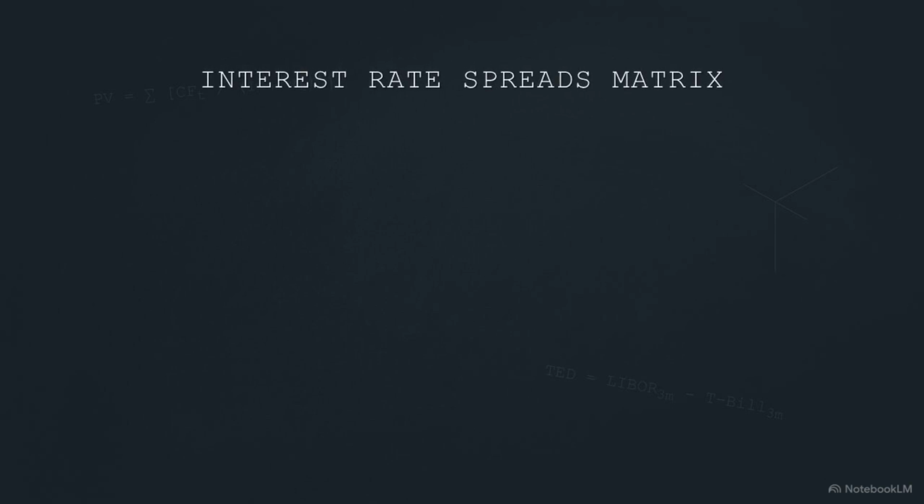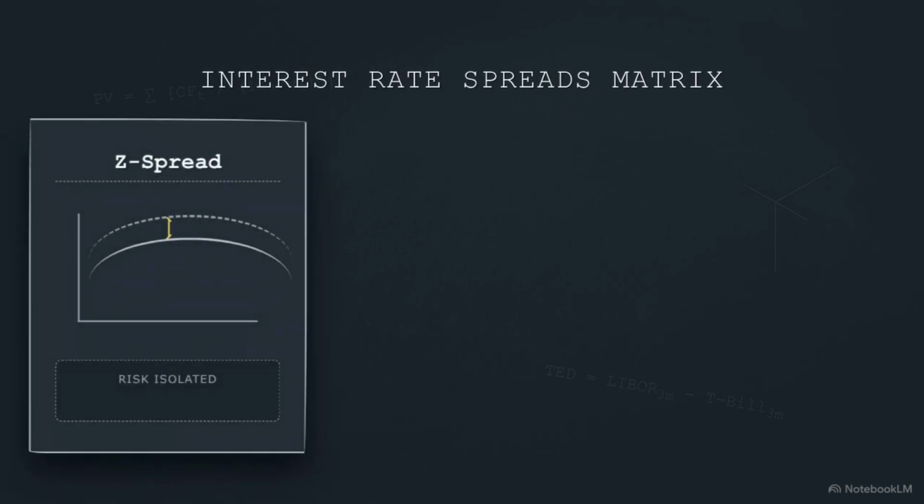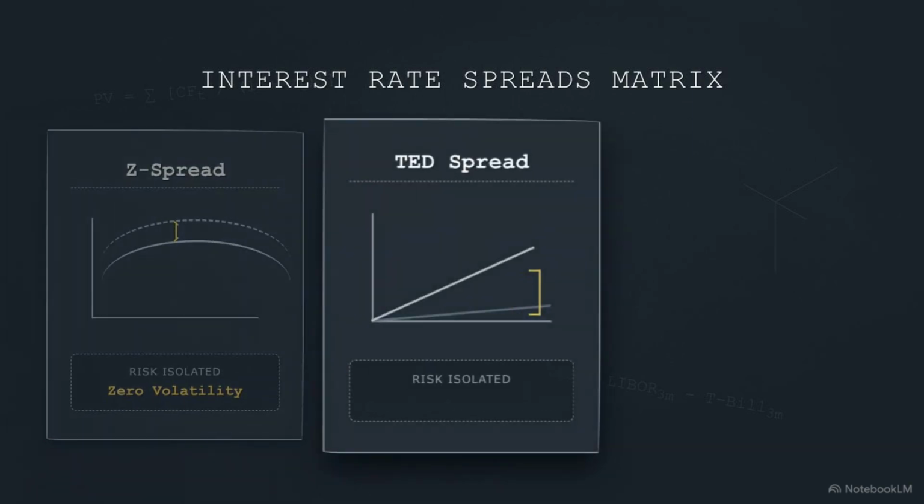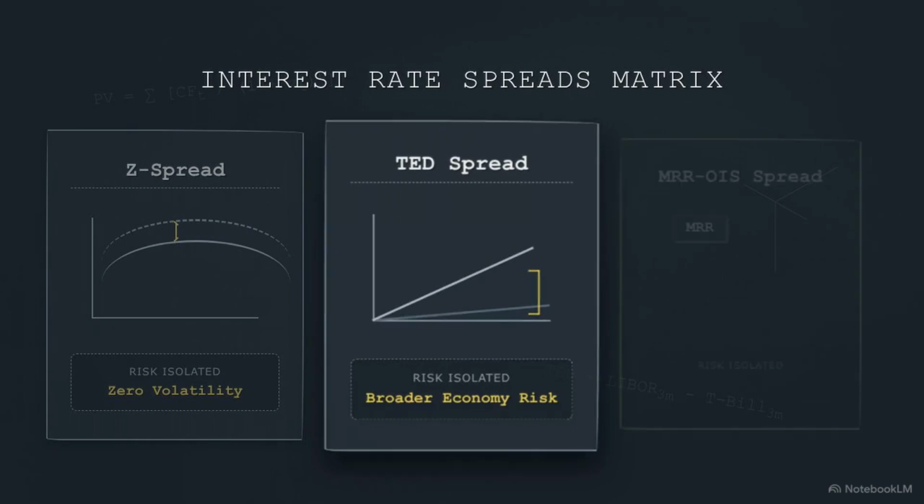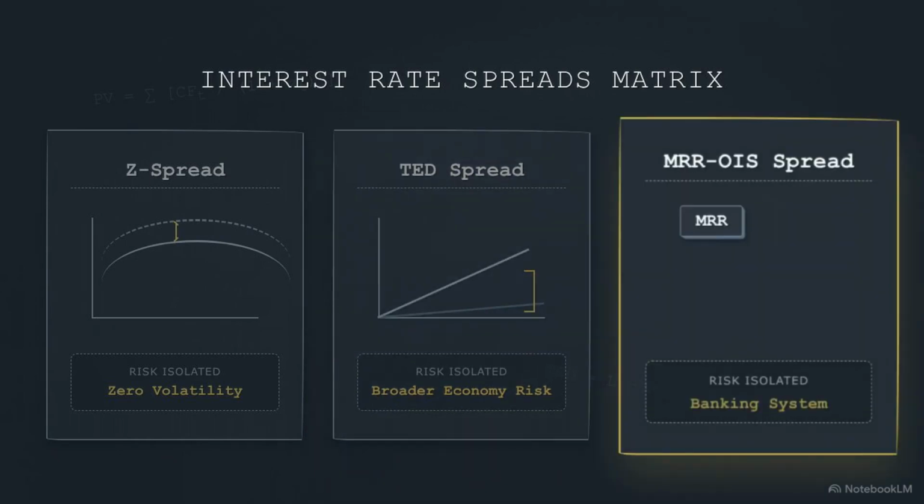This matrix breaks down 3 distinct spreads based on the risks they isolate. The Z-spread assumes zero interest rate volatility. The TED spread indicates perceived credit and liquidity risk in the broader economy, but it's the MRR-OIS spread that focuses strictly on the banking system, measuring the amount by which the MRR rate exceeds the overnight indexed swap rate, which carries only minimal credit risk.